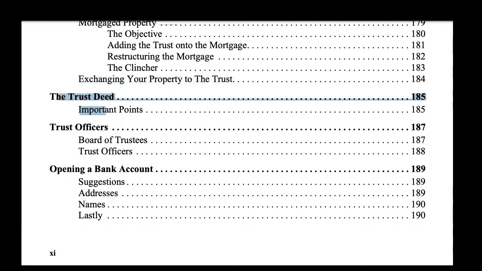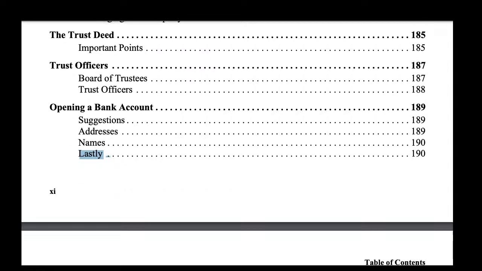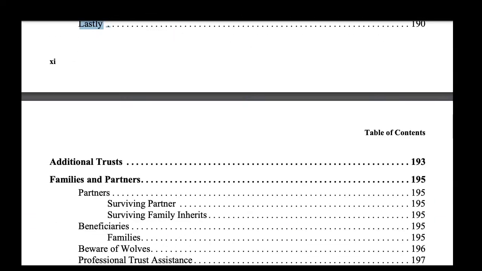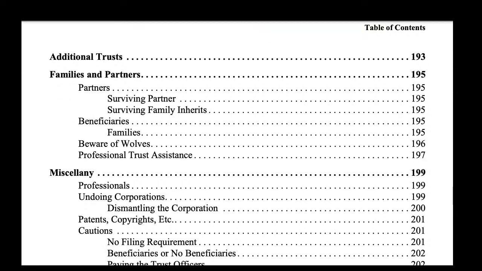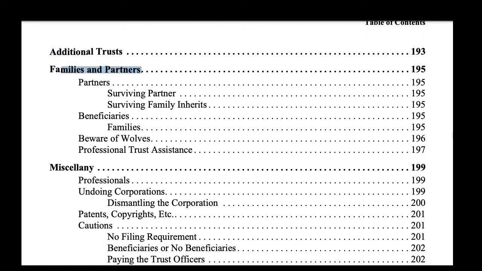Go over the trust deed, important points, trust officers, board of trustees. And then opening a bank account, we'll have some suggestions, addresses, names, and lastly, oh boy, we have additional trusts if that wasn't enough. Families and partners, surviving family inheritance, and then beneficiaries, families. Beware of wolves, by the way. We'll have that in here too, and professional trust assistants.